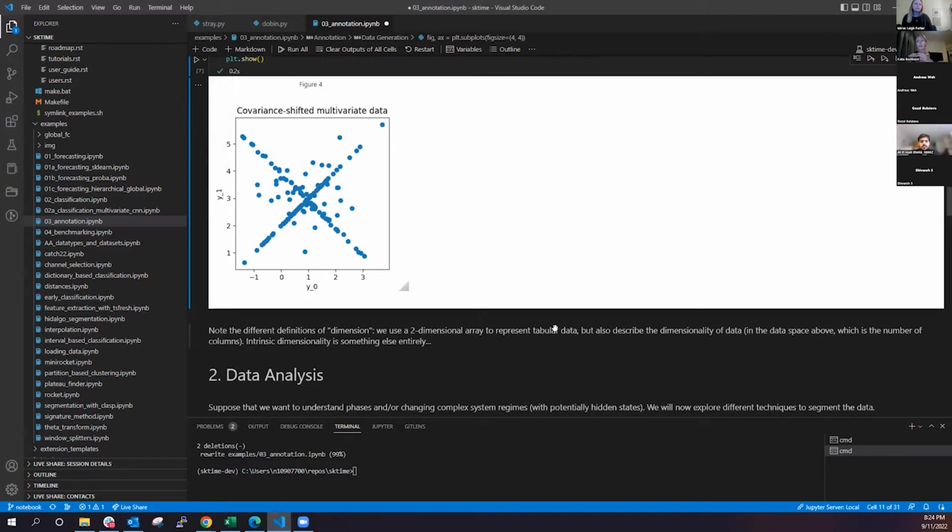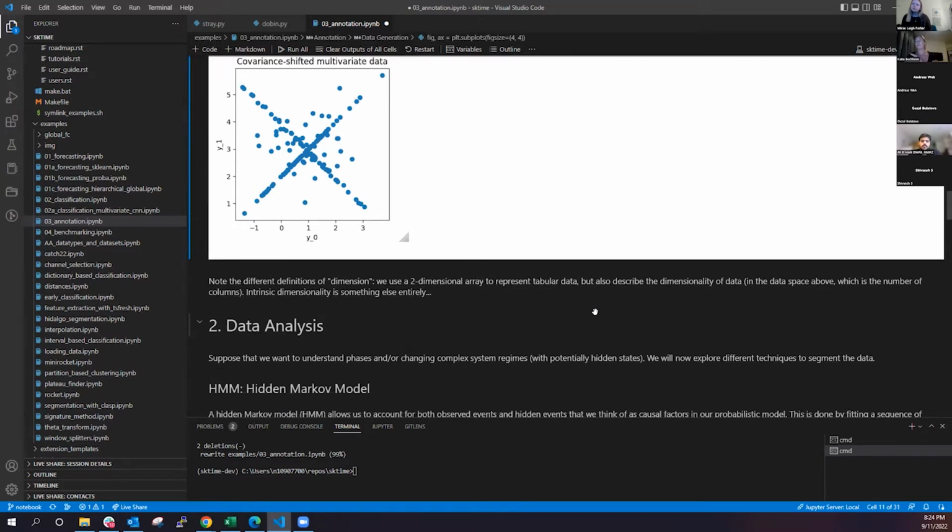I'll just stop here to make a note. I'm going to say the word dimension a lot, but we use it in different contexts. We often refer to a two-dimensional array of size m by n to represent tabular data. But I'm sometimes referring to the dimensionality of the data space, which would just be the number of columns. So m by 2 columns gives a two-dimensional data space. But I'll also shortly talk about intrinsic dimensionality, which is something else I'll get to later.